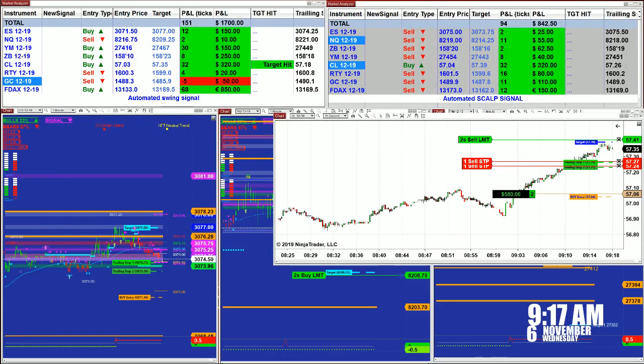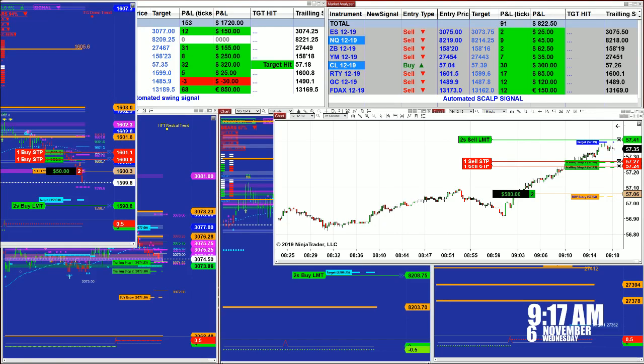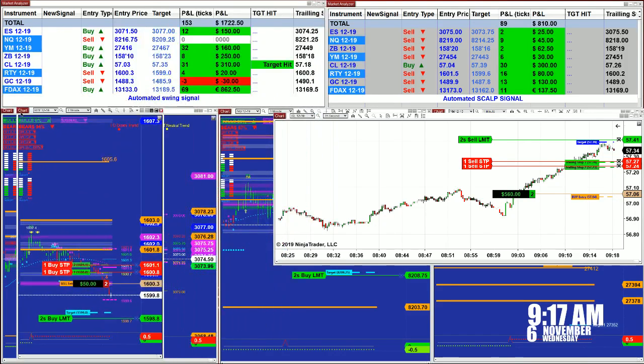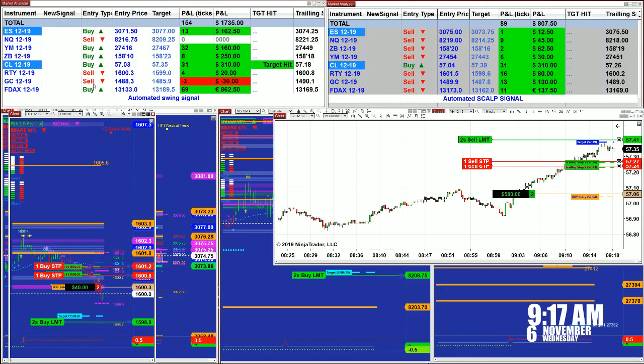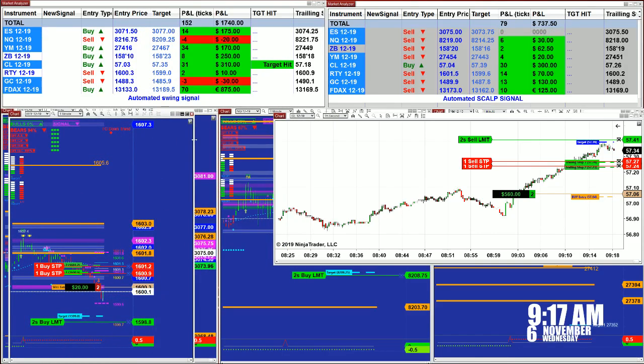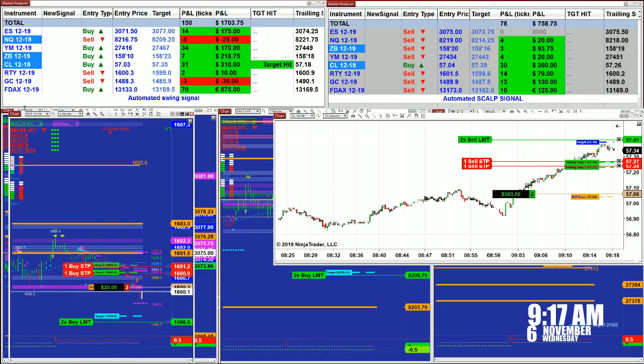Let's take this one out. The Russell already took a new signal, a sell. You can see it from the market analyzer. A sell position.